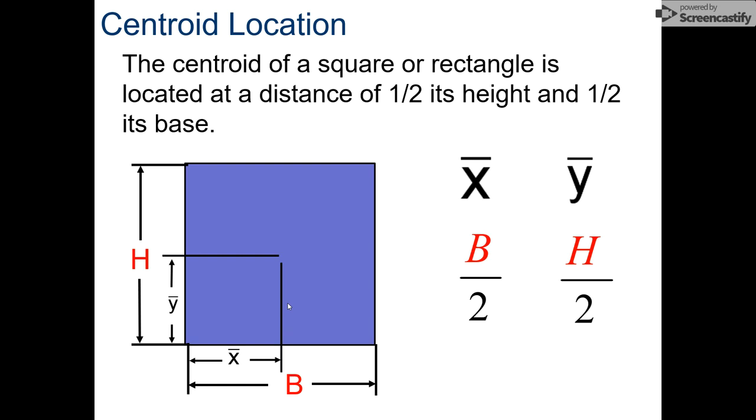The centroid in the X direction is located at X bar, is what we call that, the X with the line on top of it. And X bar, or the X location of the centroid, is half of its base. So B divided by 2 is the X location. Y bar, the Y location of the centroid, is at H divided by 2. Pretty straightforward. So there is my centroid for my square in this case. It would be the same for a rectangle. It would just be half the base for the x direction, half the height for the y direction.